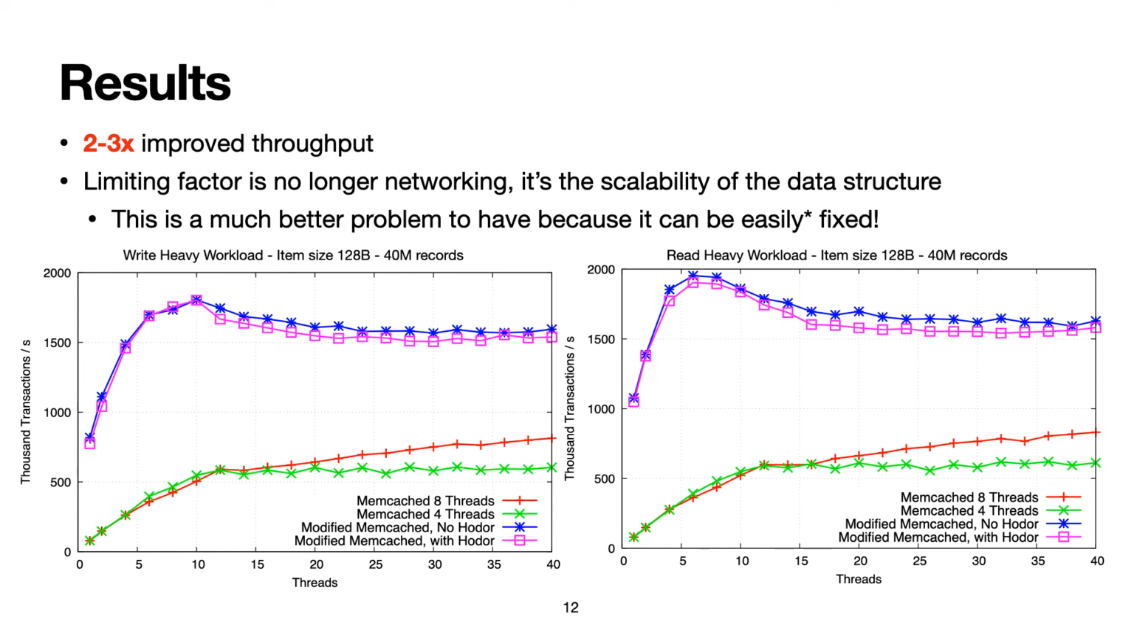Here are the results of these modifications. For both read and write heavy workloads, we see a 2 to 3x speed up of Memcached. Important to notice is the different shapes of the curves. Our modified Memcached peaks much earlier and begins to decline in throughput at around 8 to 10 threads. The important takeaway here is that the limiting factor is no longer the overhead of message passing, but is now the scalability of the data structures. This means that with better scaling structures and further optimization, the service could potentially see even higher performance than seen here.